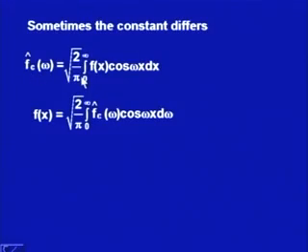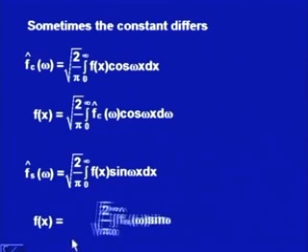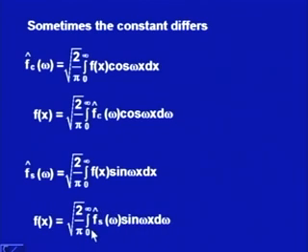so that similarity can be maintained. So, we get f c hat omega, that is the Fourier cosine transform, as square root 2 upon pi integral 0 to infinity f x cos omega x dx, and the inverse Fourier cosine transform as f x equals square root 2 upon pi integral 0 to infinity f c hat omega cos omega x d omega. Similarly, for the sine transform, square root 2 upon pi integral 0 to infinity f x sin omega x dx, and in the inverse transform, again the coefficient square root 2 upon pi, integral 0 to infinity f s hat omega sin omega x d omega.